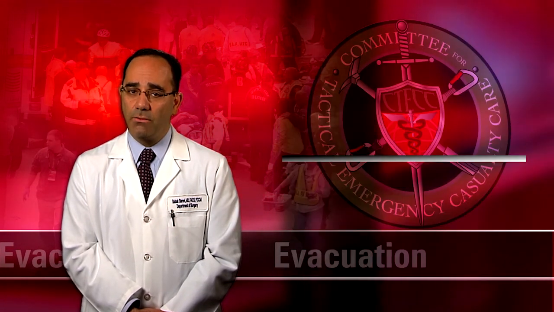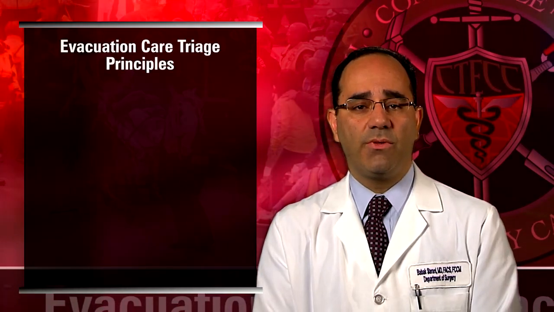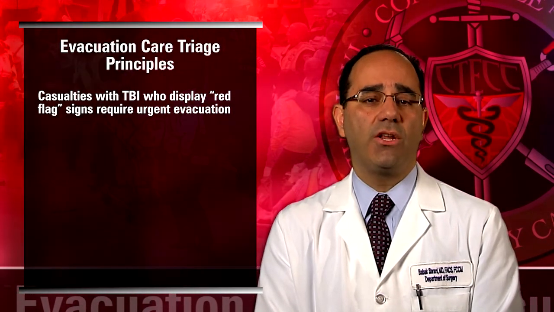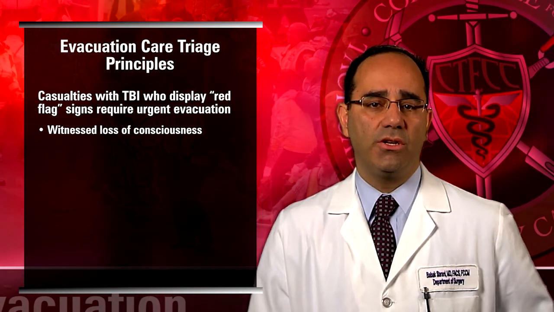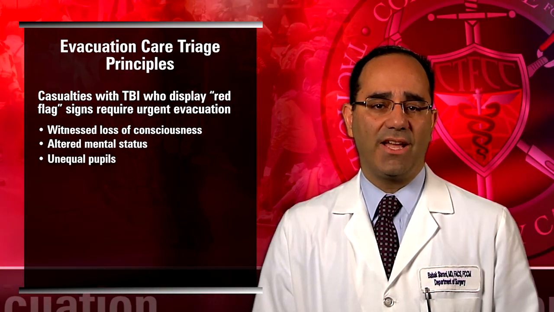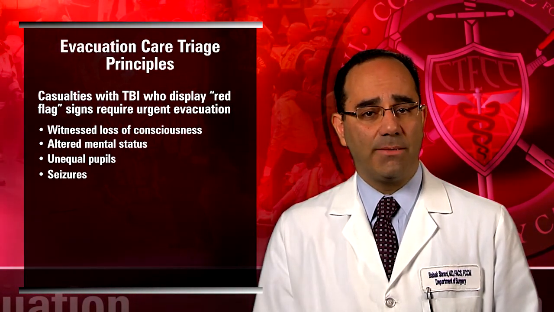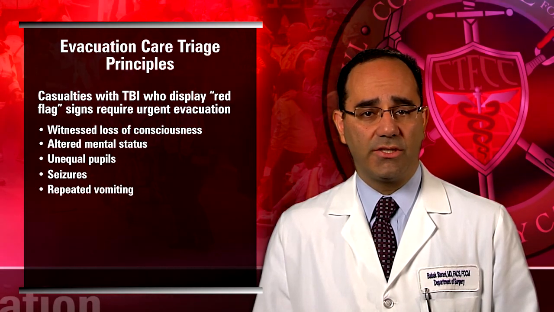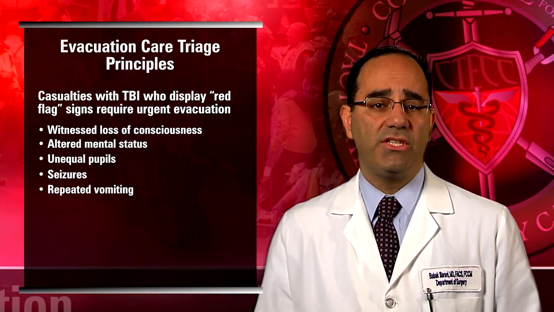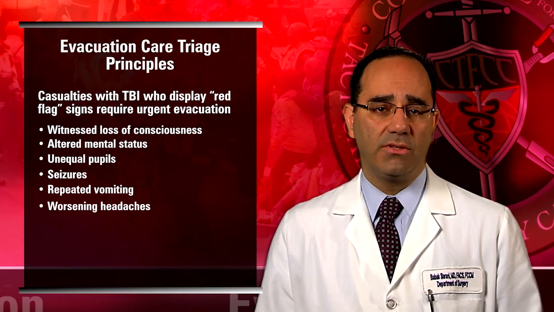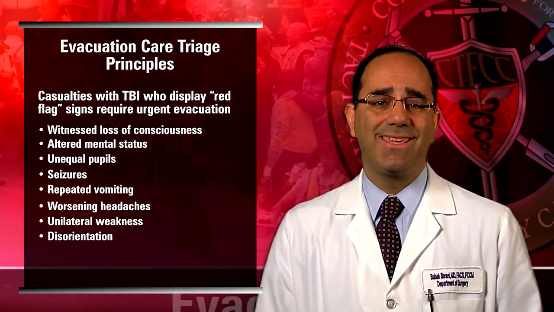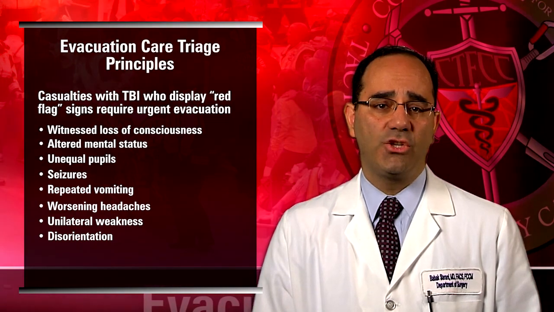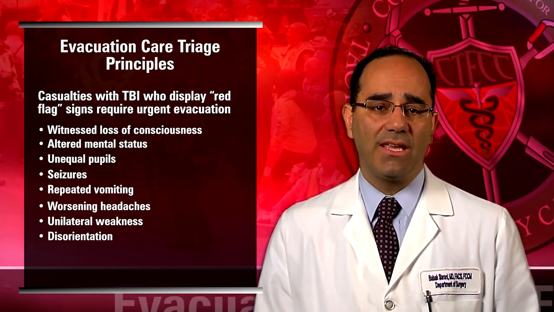High priority evacuation. Casualties with any traumatic brain injury, penetrating or blunt, that exhibit any of the red flag symptoms of herniation should be high priority for evacuation. Red flag symptoms include loss of consciousness, low or decreased GCS, unequal pupils, seizures, persistent vomiting, worsening headaches. Get them out quickly. That injury may be survivable if we can get them to definitive care in time.